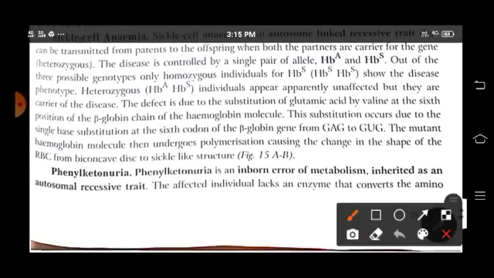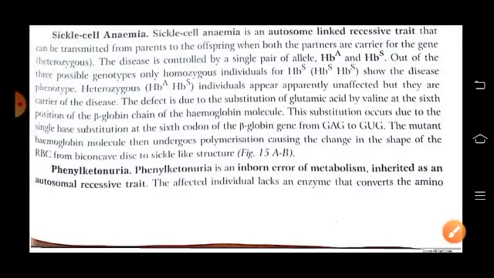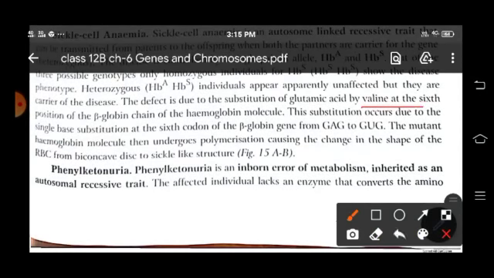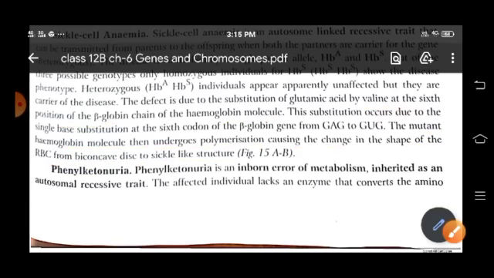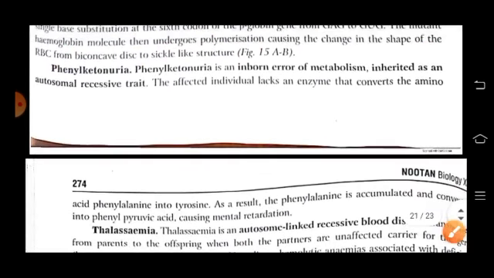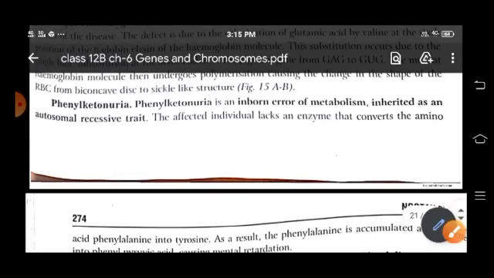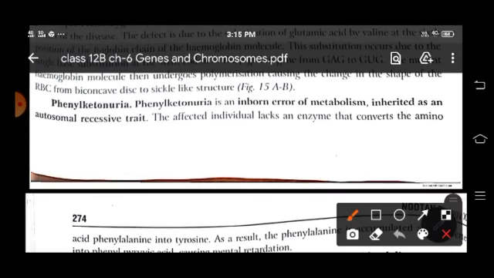Now, the defect is due to the substitution of glutamic acid by valine at the 6th position of the beta globin chain of the hemoglobin molecule. The mutant hemoglobin molecule undergoes polymerization, causing the change in the shape of the RBCs from concave to sickle-cell structure. Phenylketonuria. It is an inborn error of metabolism which is inherited as an autosomal recessive trait.